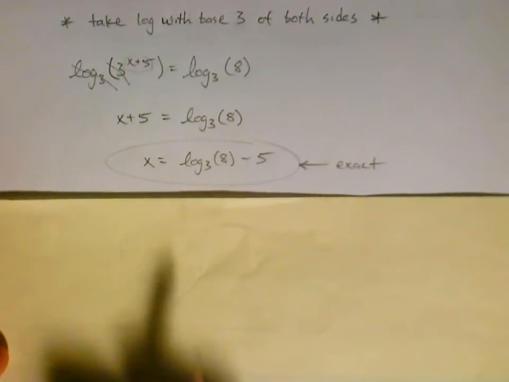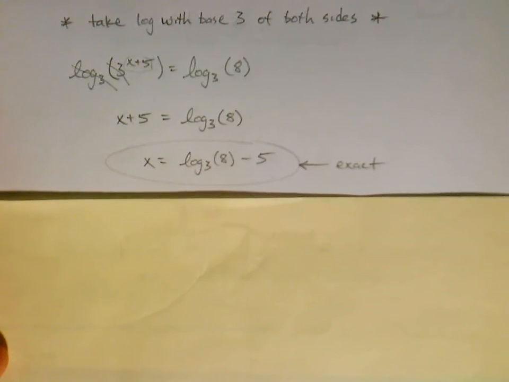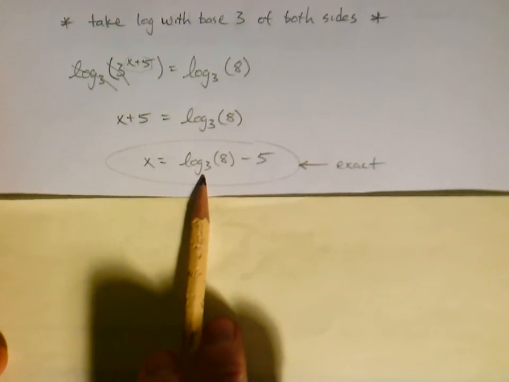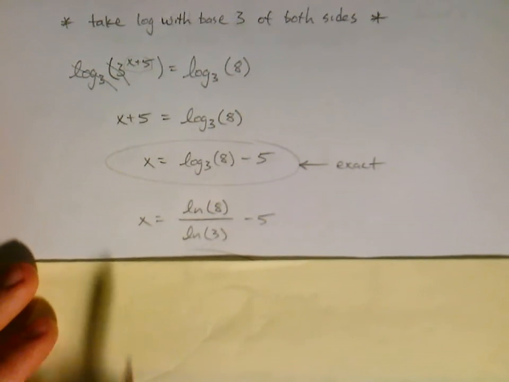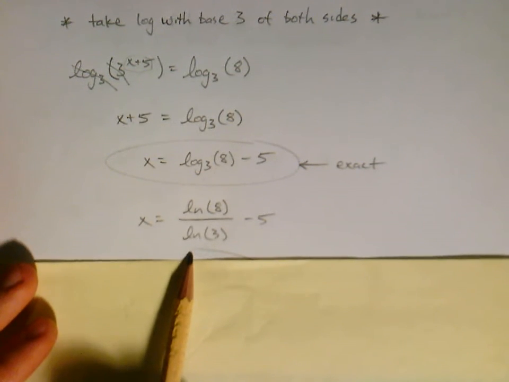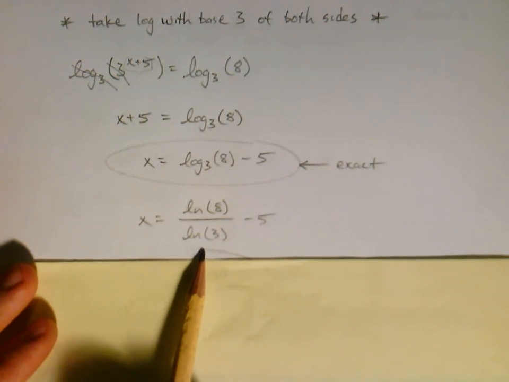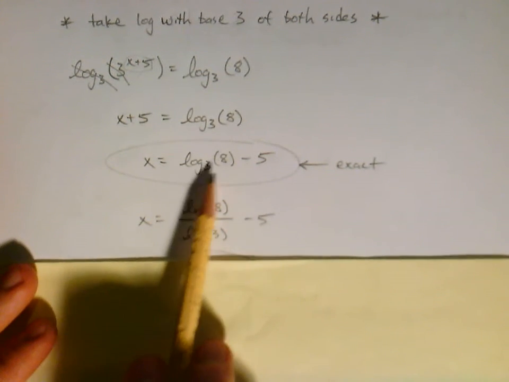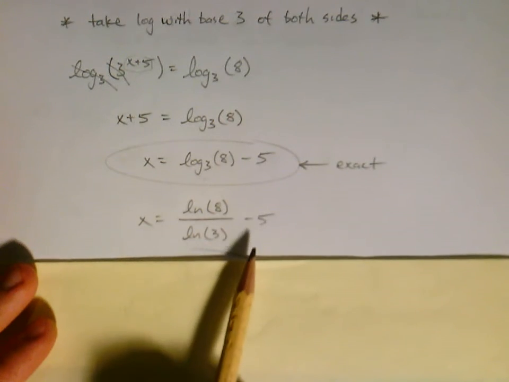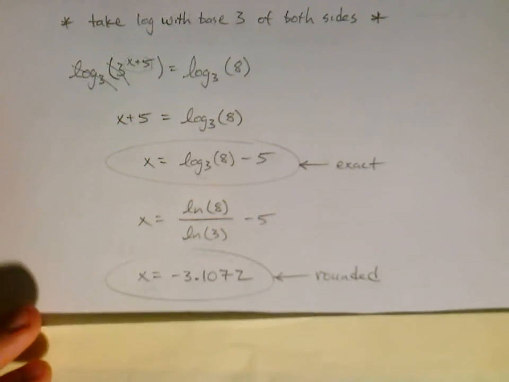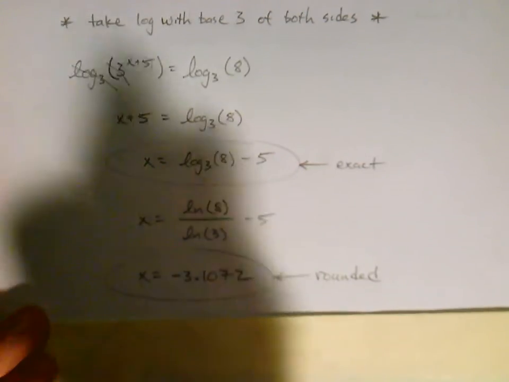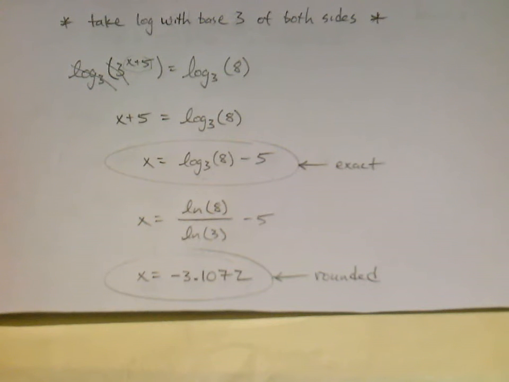So here's what I'm going to do. To get the decimal version of that answer, I'm going to use the change of base formula on the log of 8 with base 3. I kind of like those natural logs. So I'm going to say this is the natural log of 8 divided by the natural log of 3, right? Change of base formula applied to this. And I'll subtract 5 on the end. So I'm just going to put this in a calculator. And that's the answer right there. Negative 3.1072. I went to 4 decimal places. So there's my rounded version.